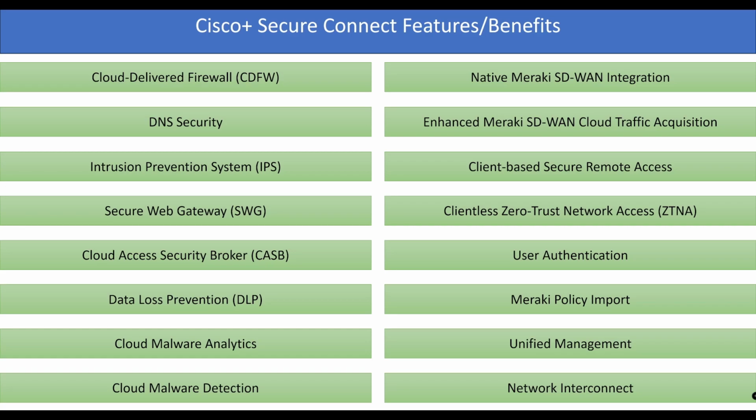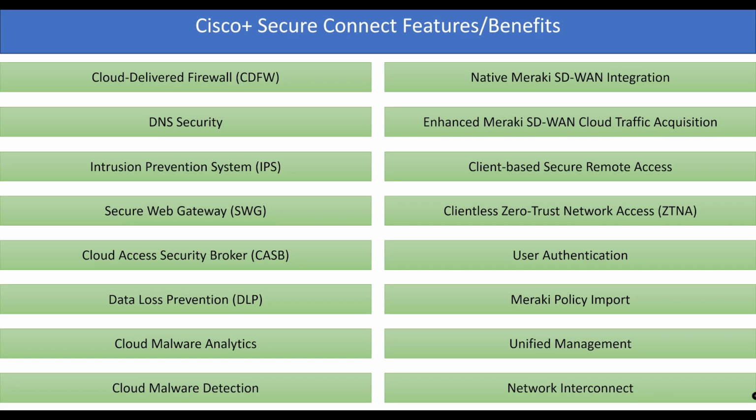Furthermore, with the intrusion prevention system, or the IPS, organizations can prevent exploits directly from the cloud with the latest Snort 3 technology using signature-based detection. The Cisco Plus Secure Connect also incorporates the Secure Web Gateway, or the SWG. And with the SWG, organizations can leverage a full proxy that inspects and logs web traffic, providing threat protection and the ability to control access to applications.